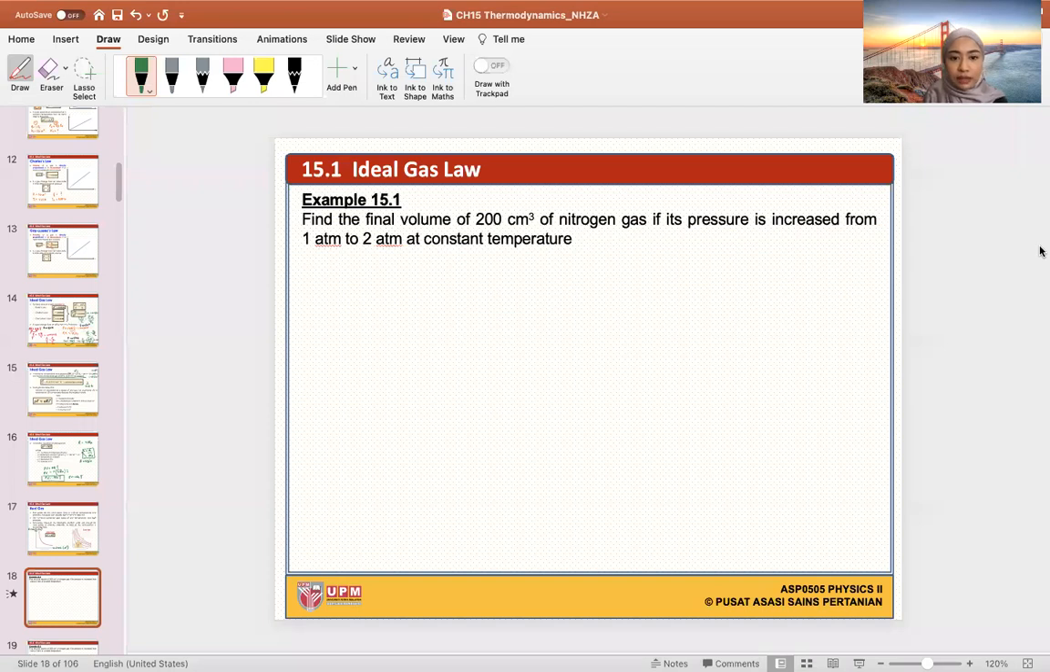Okay, so let's do this one. Ideal gas law. This is an example. Find the final volume of, so we start with V1, 200 centimeter cube of nitrogen gas. This question wants us to find V2, our final volume, from 200 centimeter cube, if its pressure is increased from 1 atm to 2 atm. So P1 is given as 1 atm, the initial pressure, and P2 is given as 2 atm.